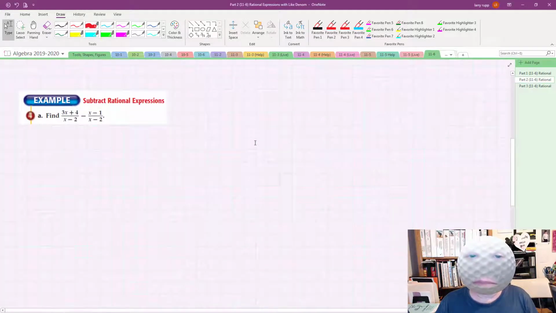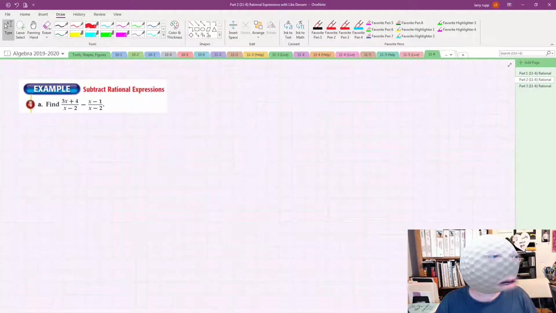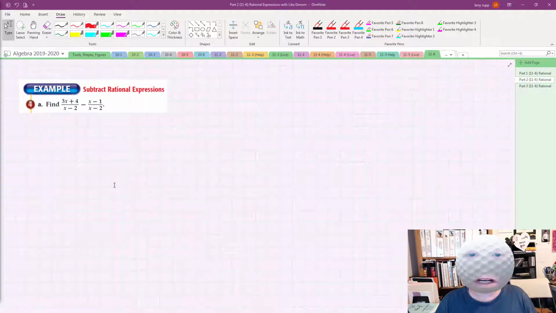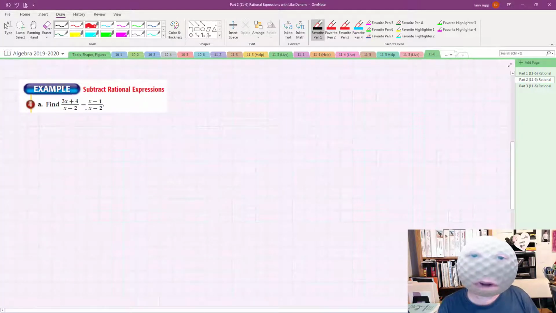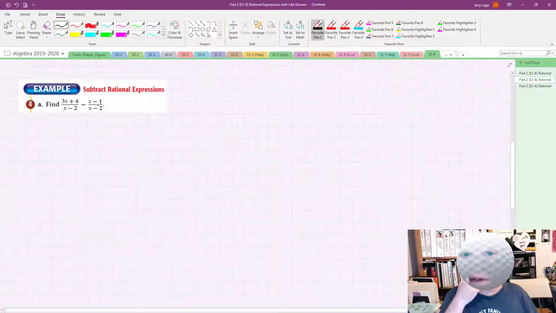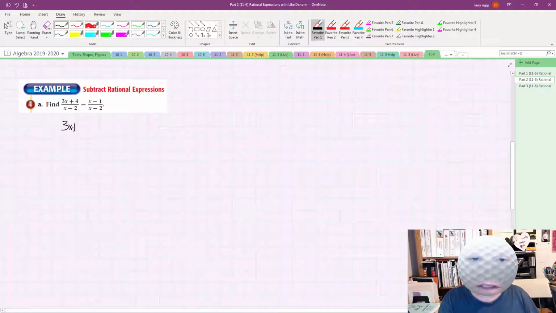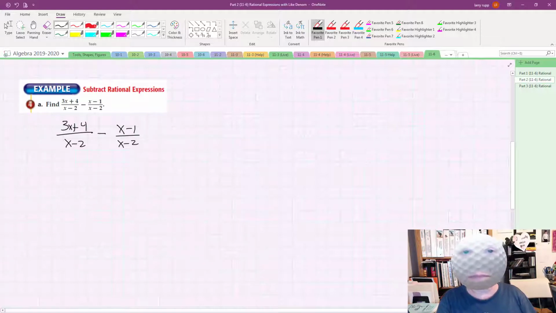All right. Let's do one now where we're talking about subtracting rational expressions. Remember that when you subtract an expression, you are also doing something called adding its inverse. Okay? And that's called an additive inverse. So in this case, we have 3x plus 4 over x minus 2 minus this quantity, x minus 1 over x minus 2.